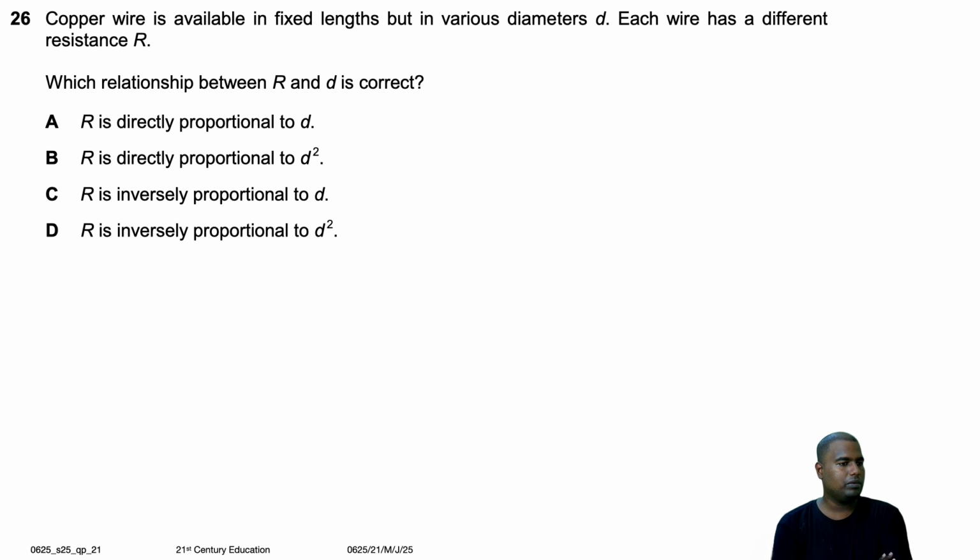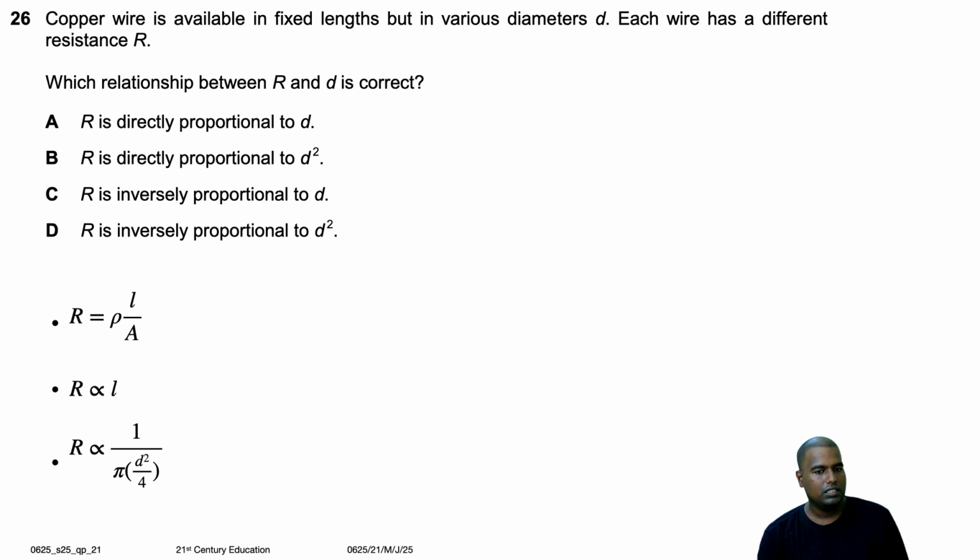Copper wire is available in fixed lengths but in various diameters D. Each wire has a different resistance R. Which relationship between R and D is correct? Okay, we know that R is rho L by A. R is proportional to L and R is inversely proportional to area. Area, if the diameter is given, is pi D squared by 4. So R is inversely proportional to D squared.